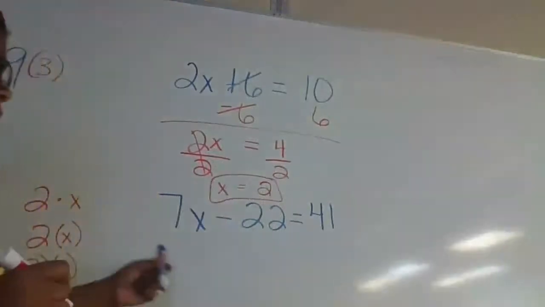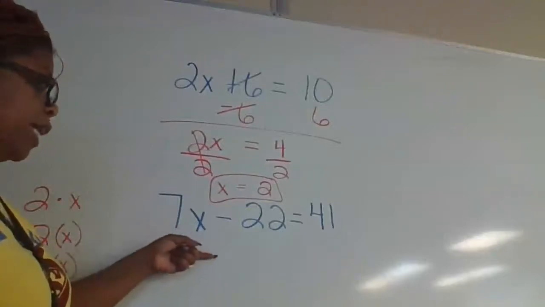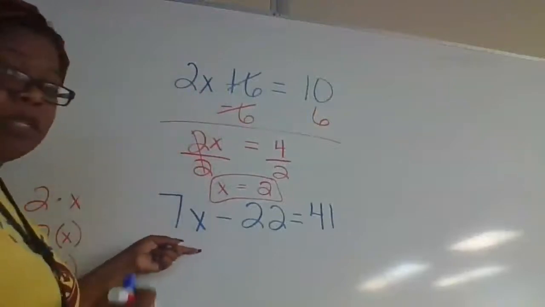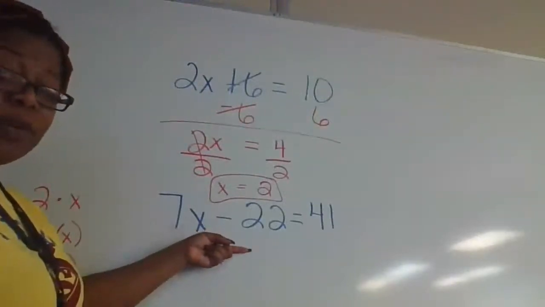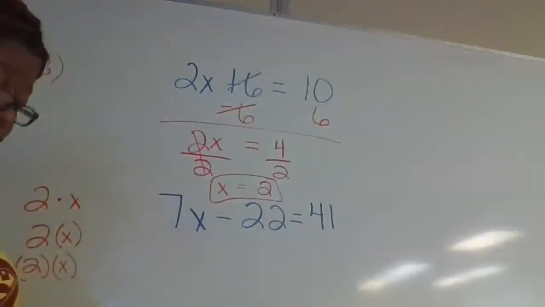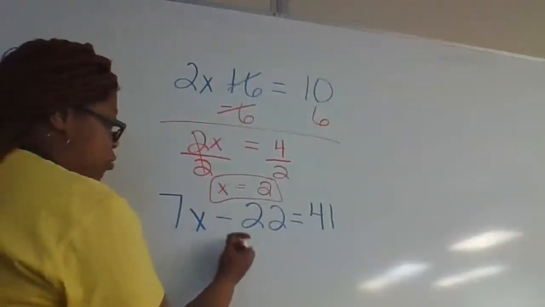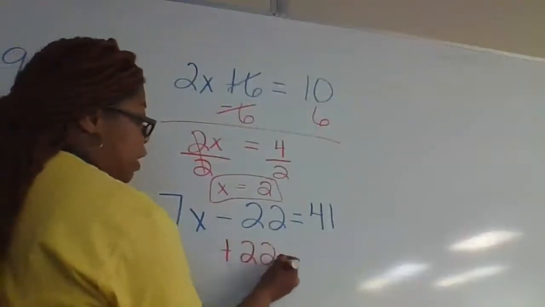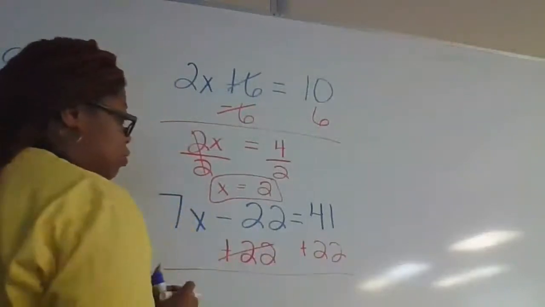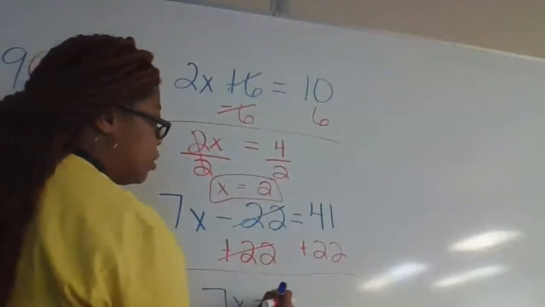Right? And last but not least, same scenario, but this time the original operations are multiplication and subtraction instead of multiplication and addition. So multiplication, we know that we will use division. Subtraction, we know that we will use addition. We're going to get rid of the number furthest away from the variable first. So here we have negative 22, minus 22, so we're going to add 22 to both sides. Add 22. What that does is cancel out the 22, and that leaves us with 7x equals 63.